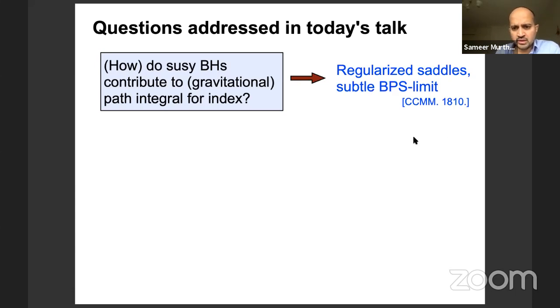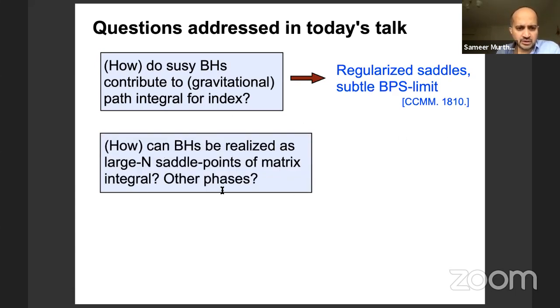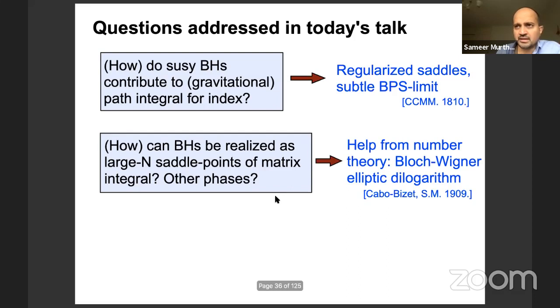The second question, which is going to be the main point of the talk, is how can black holes be realized as large N saddle points of the matrix integral? And if they can be, are there other saddle points, and what do they mean? This is the main story I'm going to focus on. As I said, there are many different approaches to this. I myself have been involved in multiple approaches, but today I want to focus on this one, which I think is the cleanest from this larger point of view. The answer relies on some very interesting relations to objects appearing in number theory, in particular this function called the Bloch-Wigner elliptic dilogarithm. I'll explain this.